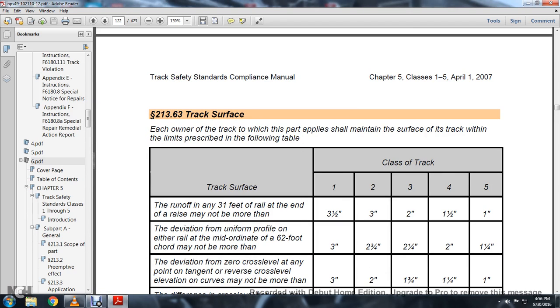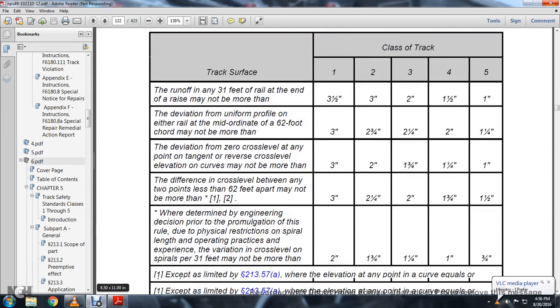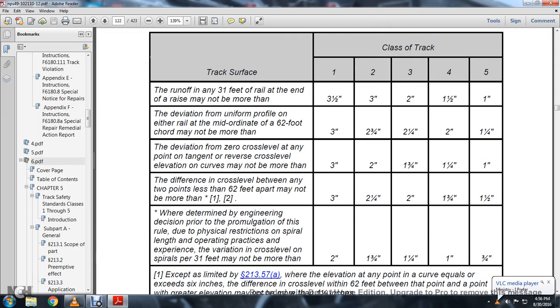213.63 Track surface. Each owner of the track to which this part applies shall maintain the surface of the track within the limits prescribed in the following table. Runoff in any 31 feet of rail at the end of a raise may not be more than the limit for Class 1 through 5. I'm just going to read the track surface conditions, not the inches or anything. I don't think we all have the brain to keep the tables in our heads.